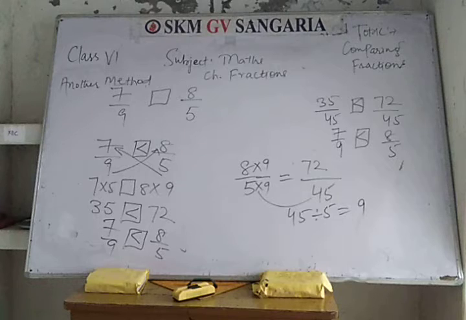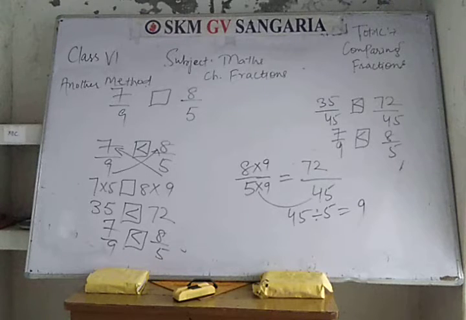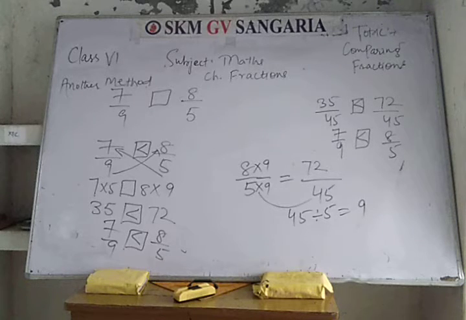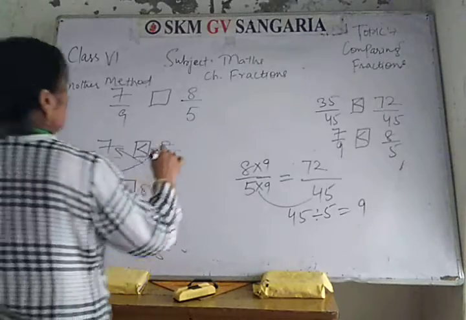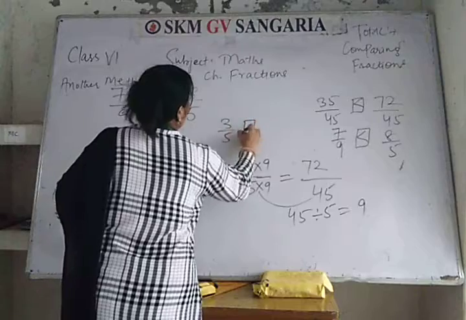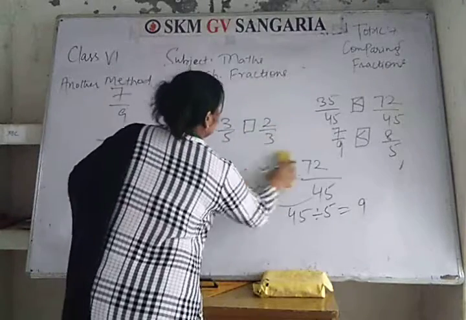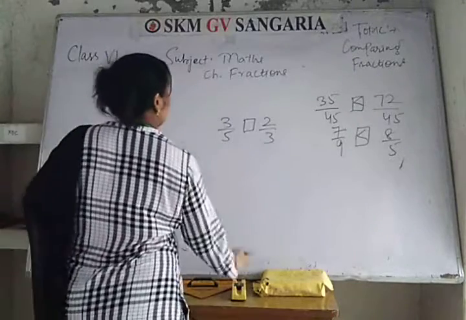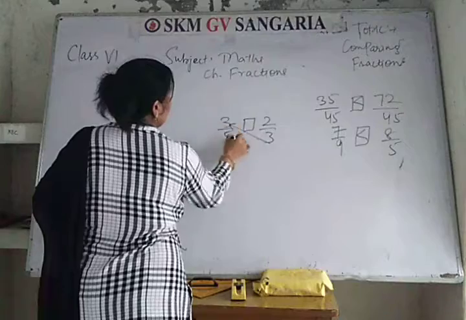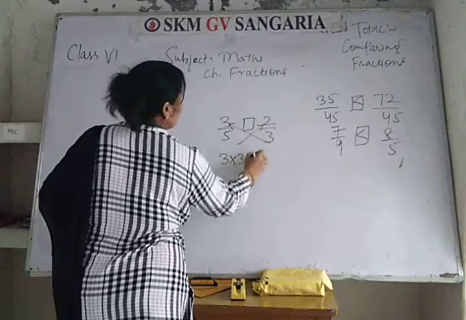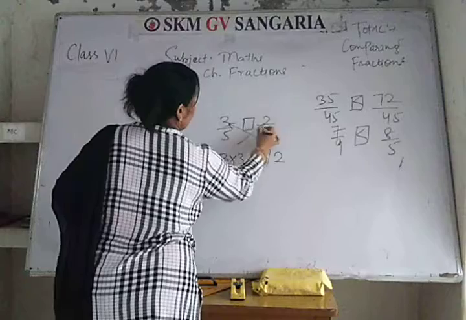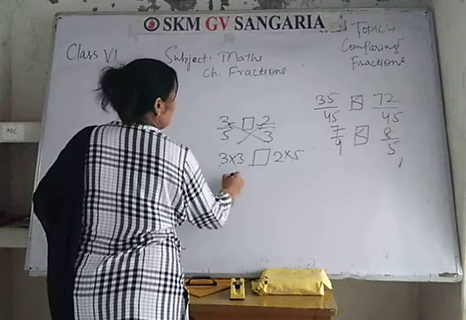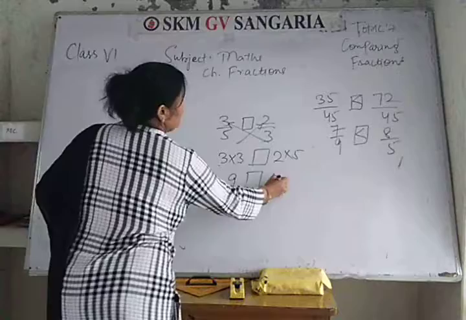Okay. So you can do exercise 7.4 here, how to compare the fractions. Let's see another example. 3 upon 5 and 2 upon 3. Here you can just cross multiply 3 into 3, and put a box in between, and 2 will be multiplied by 5. So 3 3s are 9 and 2 5s are 10.